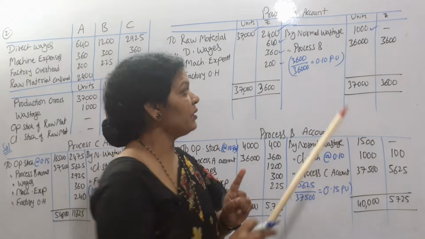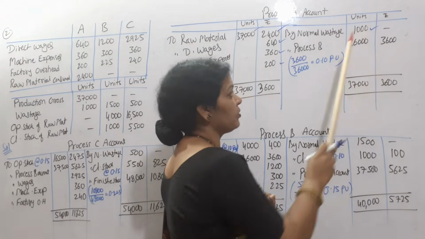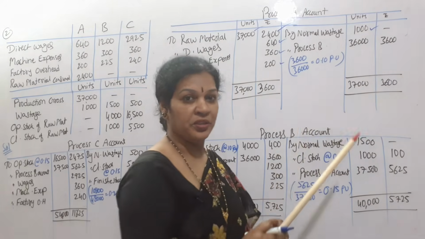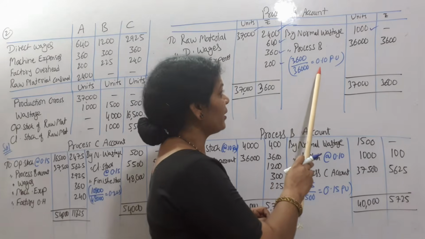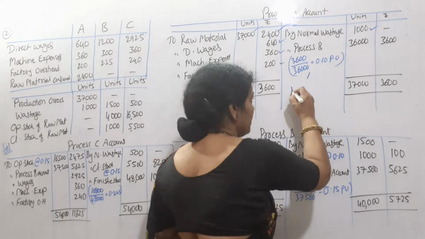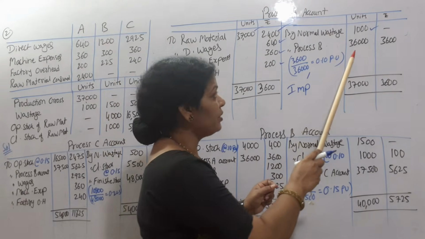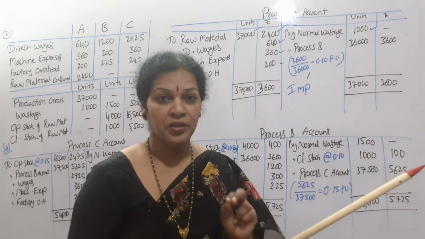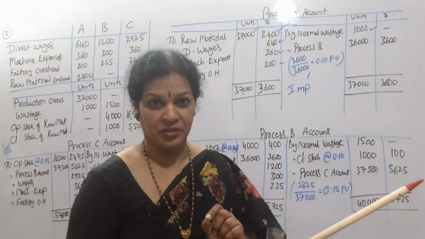Now what we are going to do: units are this much, total expenses are 3,600. Per unit how do you get? Total expenses divided by units, right? So 3,600 divided by 36,000, you are getting 10 paisa per unit. Please remember this is very important. We have calculated per unit how much? 3,600 divided by 36,000, 0.10, which means 10 paisa.